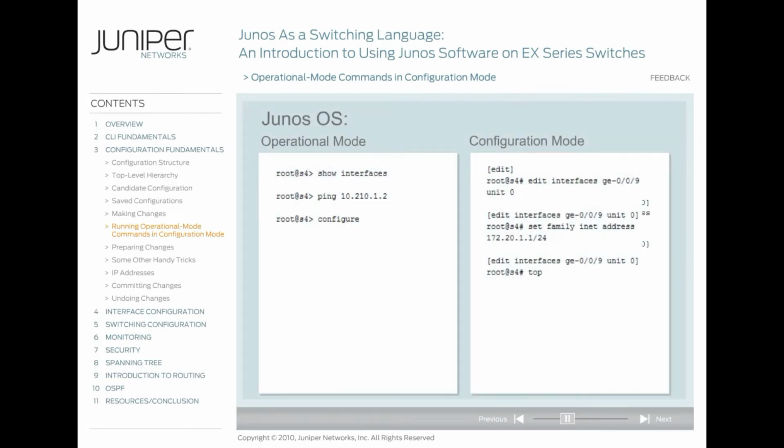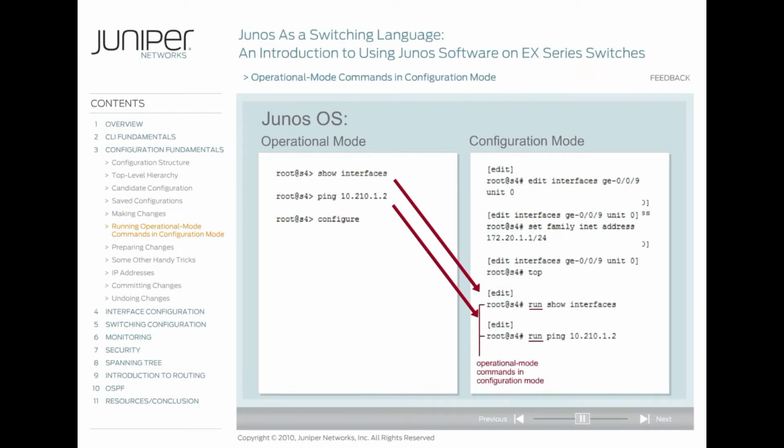Like IOS, Junos has separate operational and configuration modes, and there are specific commands you can run in each mode. Like newer IOS versions, Junos allows you to run operational mode CLI commands from within configuration mode using the run command. Using this feature allows you to mix operational commands with configuration commands without leaving configuration mode. And unlike Cisco's do command, you have full access to command line completion and question mark help with operational mode commands when using the Junos run command.